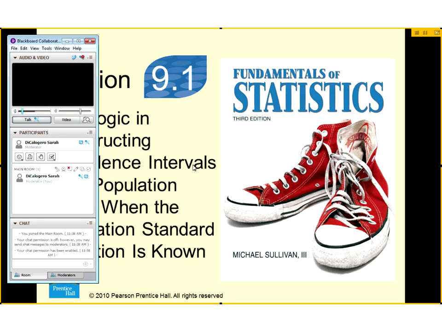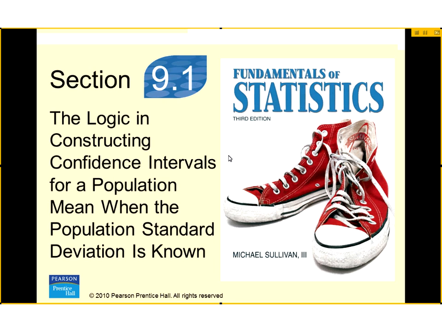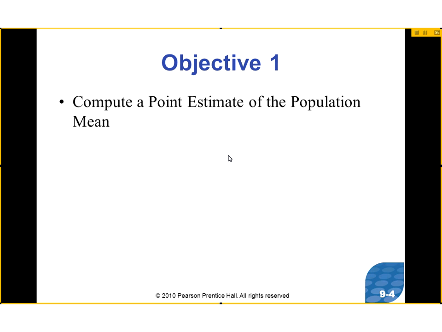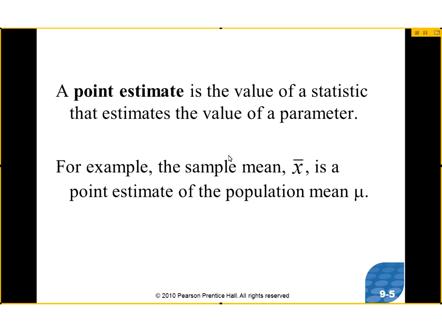Okay, so let's work through. The objectives are to compute a point estimate of the population mean, to construct and interpret a confidence interval for the population mean when the standard deviation is known, understand the role of the margin of error, and talk about determining sample size. So, compute a point estimate of the population mean. The point estimate of the population mean is simply the mean of the sample.